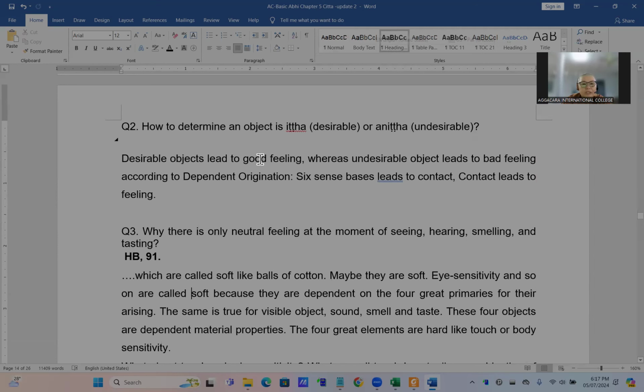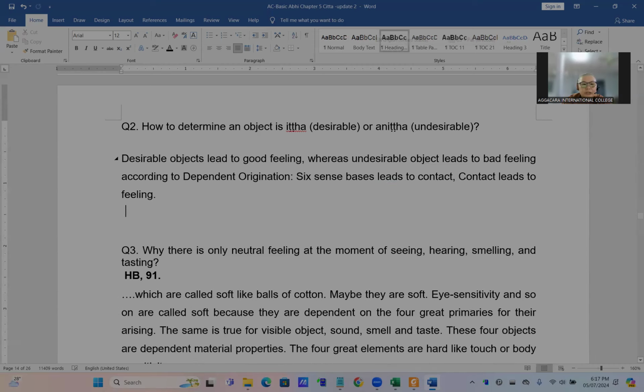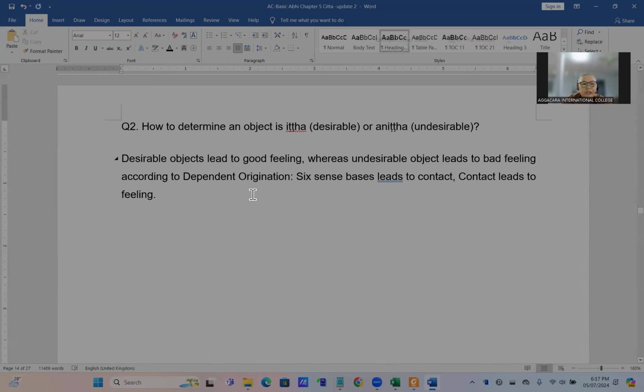Okay, good. I don't show number 3 yet. Desirable object leads to good feeling, whereas undesirable object leads to bad feeling. Because if you follow dependent origination, your six sense bases, eye, ear, nose, tongue, body lead to contact. Then the contact leads to the feeling. So any feeling you have is definitely based on the object.